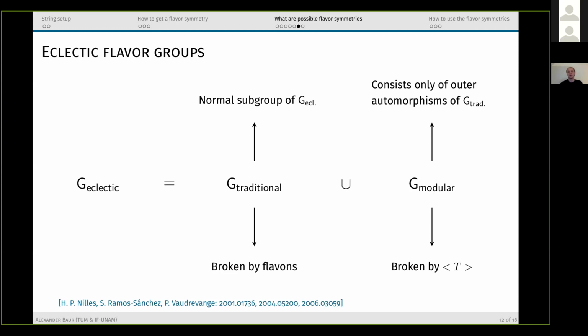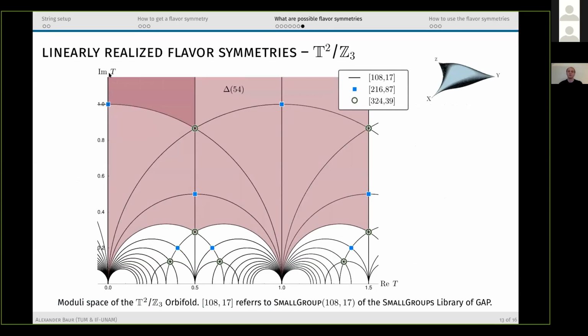But it might be that it does not get broken completely, and there is still a remnant left, and this remnant will act linearly. So what you can do is draw a map in the flavor space, the imaginary and real part of your modulus. Depending on the VEV you choose, you would be at some point in this plot, and depending on this point, you will find different remnant linearly realized flavor symmetries. We're again in this Z3 example. Whenever you're at some non-special place, the modular symmetry is broken completely. So we only have the traditional flavor symmetry, Delta 54, left.